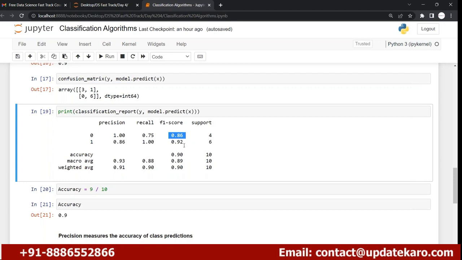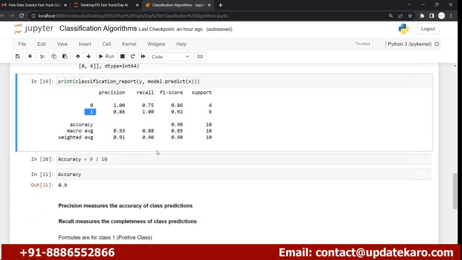So in simple words, if your F1 score is high, near 1, you can say yes, your model is good, and good in the prediction of class 0. If you're talking about class 1, the F1 score is also good, 0.92. So you can say the model is also strong at predicting class 1 values. That's how you can understand the F1 score.